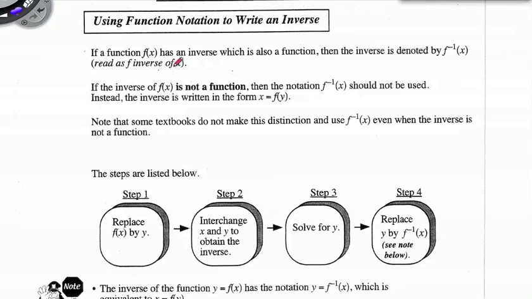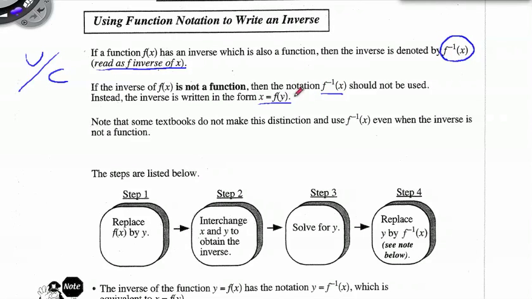Using function notation to write an inverse. If a function f of x has an inverse, it can be written in this notation. It's read as f inverse of x. If it's not a function, for example a parabola, when we reflect it in this line here, we get this. This is not a function. We can't use this notation. Okay, we have to write it like this instead.